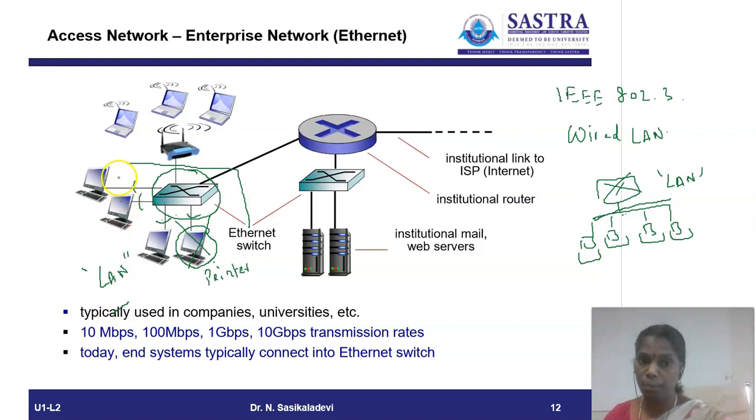Inside the same building or same room, the computers are connected with a switch. Till here, this is a private network. The switch is connected with a router. Once it is connected with the router, it can send and receive data to the public network. Public network means internet.